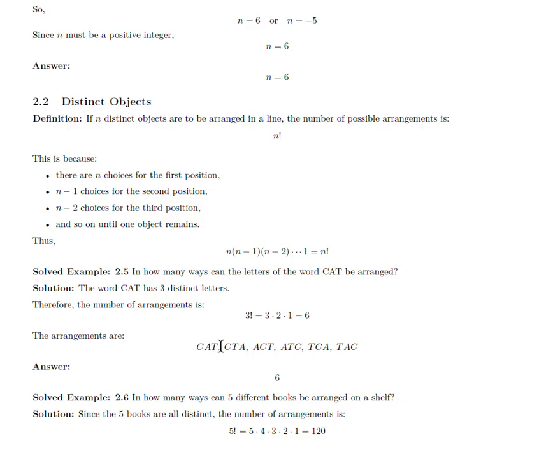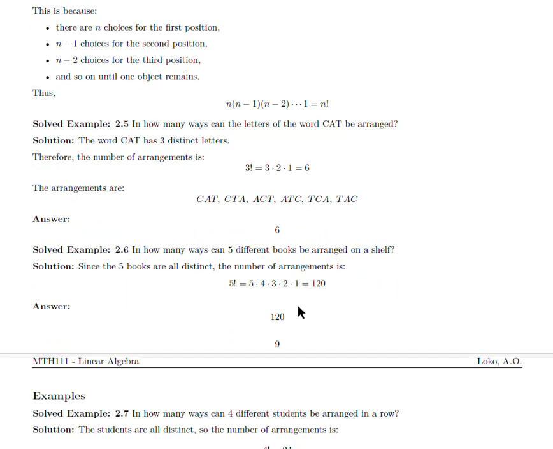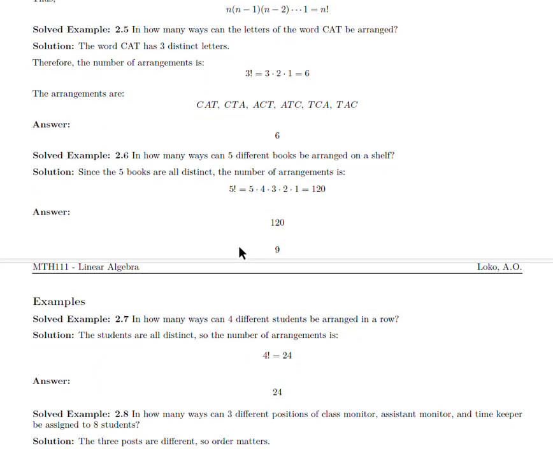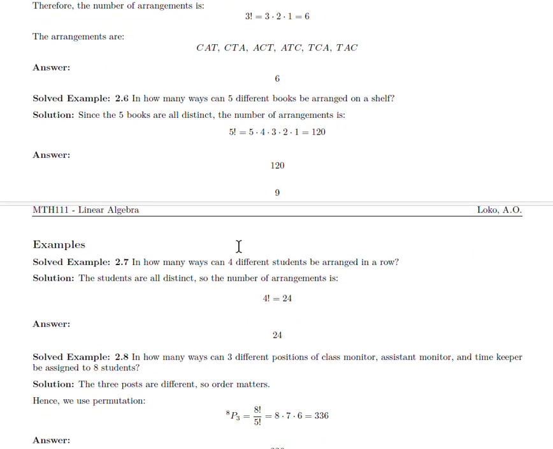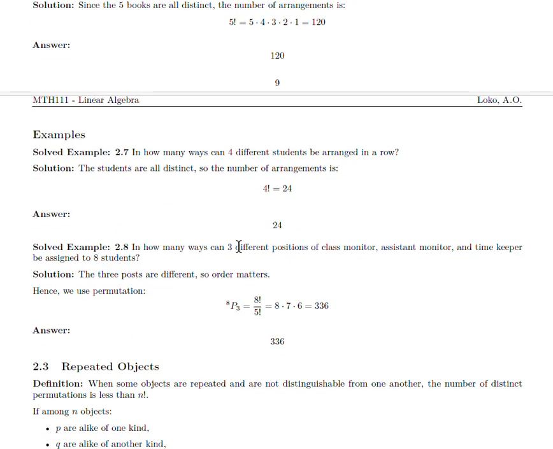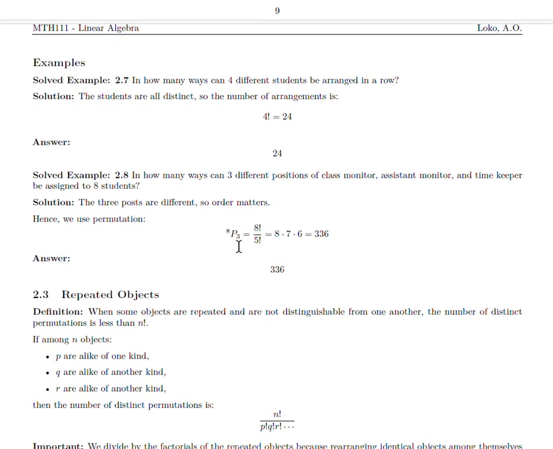These are the arrangements in the real sense. We can have CAT, CTA, ACT, ATC, TCA, and TAC. You can see 1, 2, 3, 4, 5, 6 different arrangements for the word CAT. That's what we mean by permutation. We have another similar example which I'll skip because of our time, and yet another one. Let me take example 2.8.